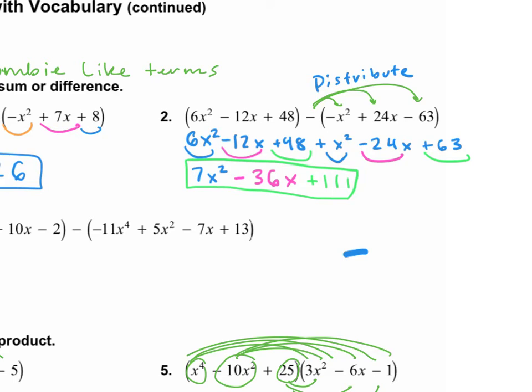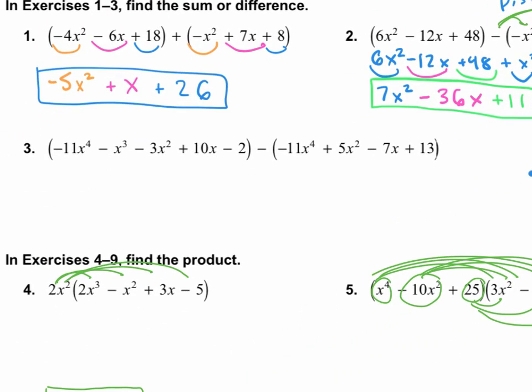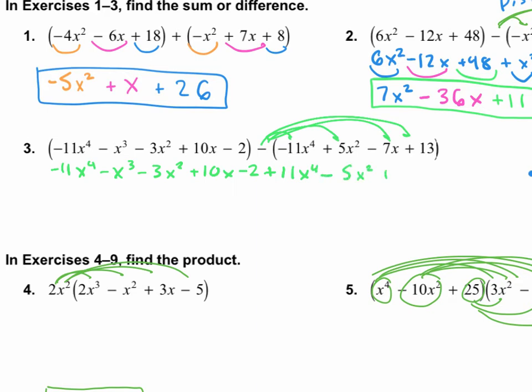So for number 3, what do we have to do first? Distribute the negative. So we're going to have negative 11x to the 4th minus x cubed minus 3x squared plus 10x minus 2. Then we change the signs for everything after the minus sign. So this becomes plus 11x to the 4th power minus 5x squared plus 7x minus 13. Now we combine our like terms.